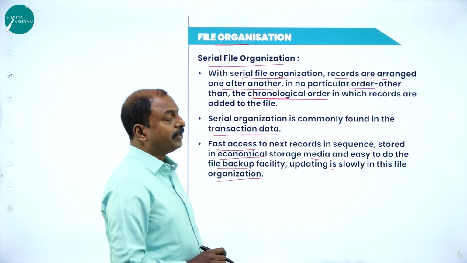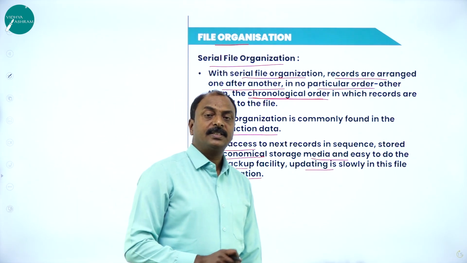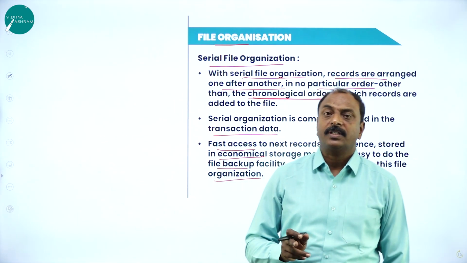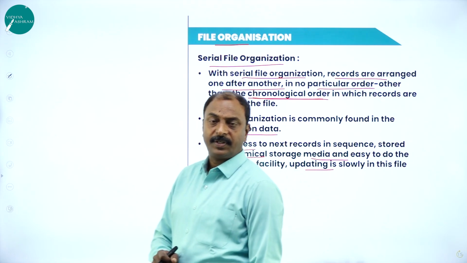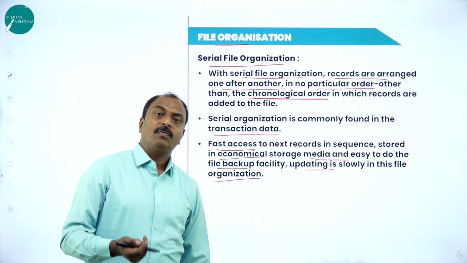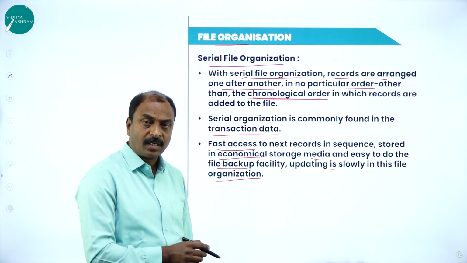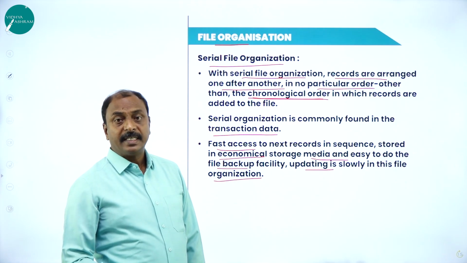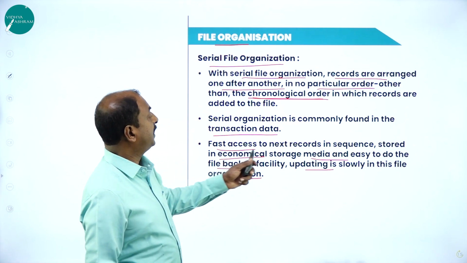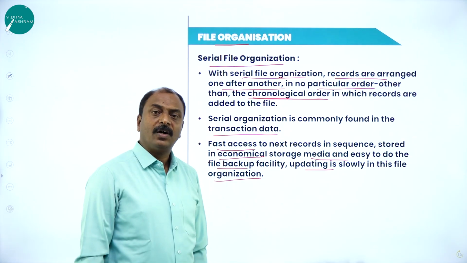So here all the records are stored in a sequence. So to access the next record, we have to access the previous record. That is a very good example of this. If there are 10 records and we want to access the 10th record, we have to access all of the first 9 records first, and then the 10th record. That is how the data or files are stored in sequential file organization.